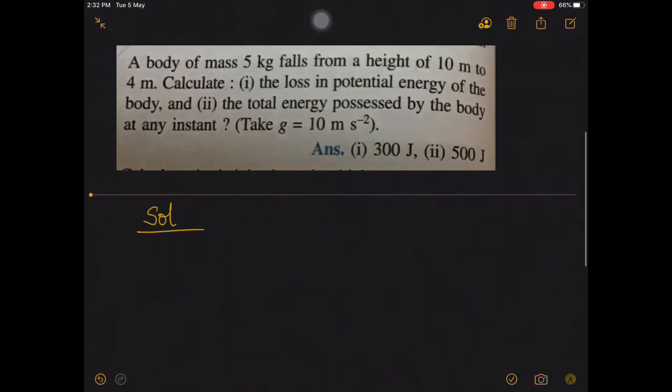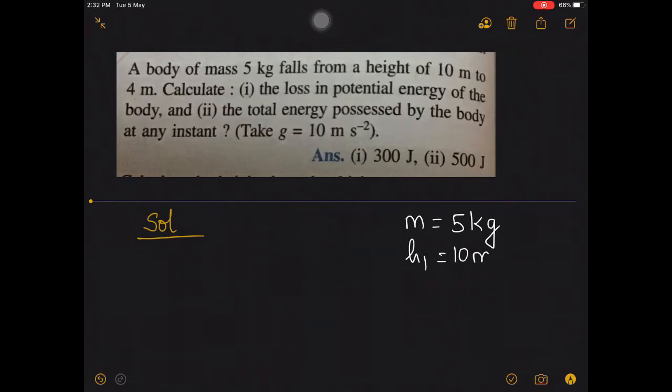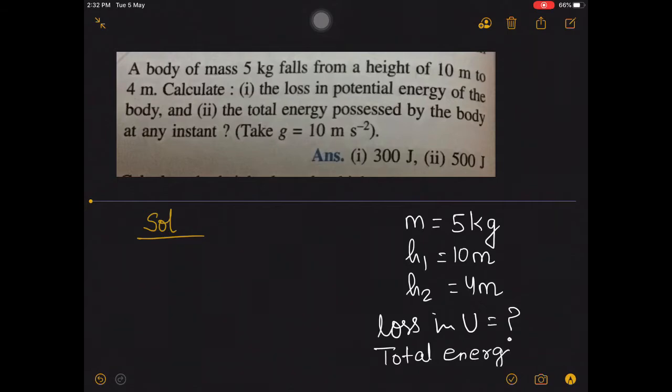Solution. See here, the mass of the body is given, 5 kg. Initial height is 10 meter and it falls to a height of 4 meter. We have to calculate the loss in potential energy. So I am writing here loss in potential energy. Capital U is the standard symbol of potential energy. And total energy possessed by the body at any instant. Total energy means they are talking about the sum total of potential and kinetic energy.